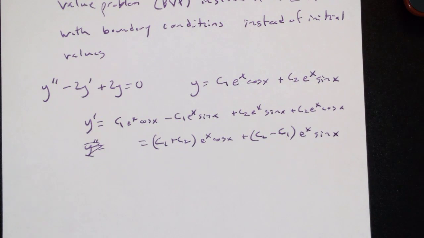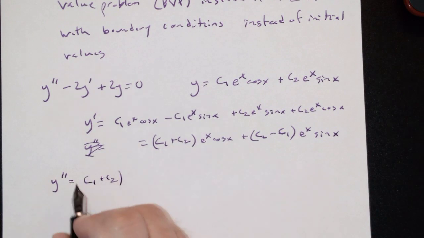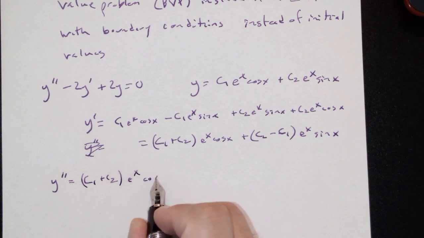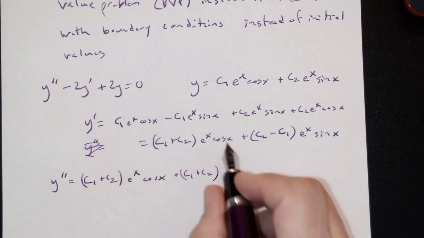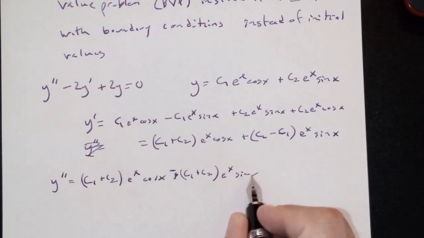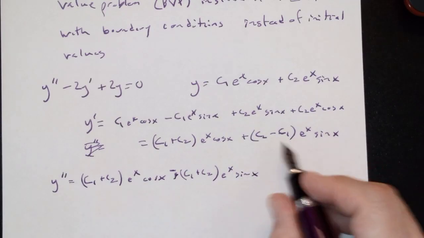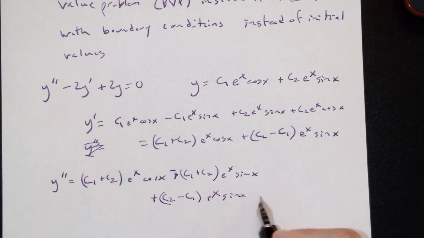I'm going to have to do the regrouping another time to do y double prime. Take the derivative of e to the x, you get e to the x. C1 plus C2 e to the x cosine x plus C1 plus C2. Derivative of cosine is minus sine. There'll be a negative here. E to the x sine x. Derivative of sine is cosine. The derivative of e to the x is e to the x plus C2 minus C1 e to the x sine x plus C2 minus C1 e to the x cosine x.